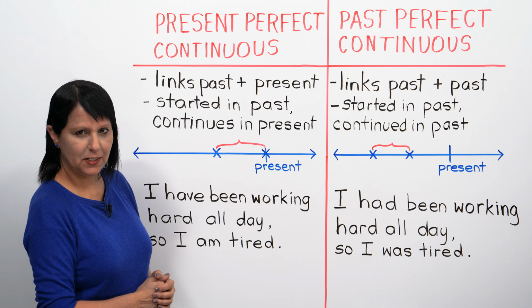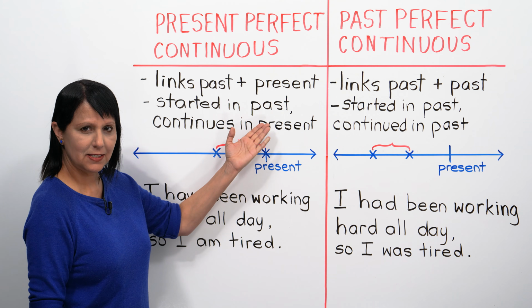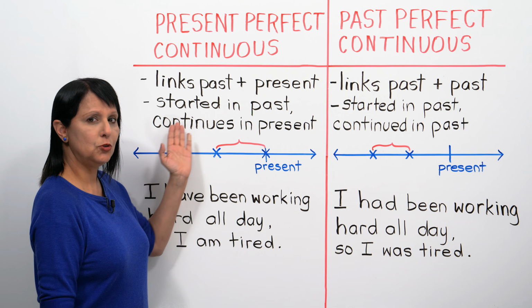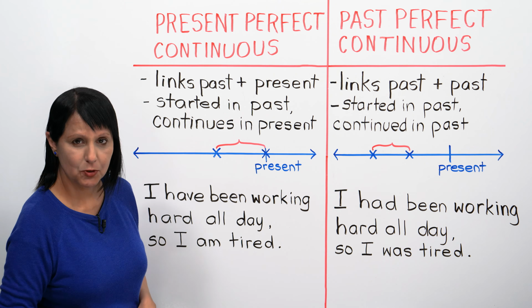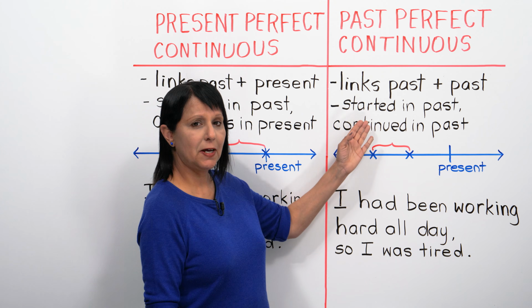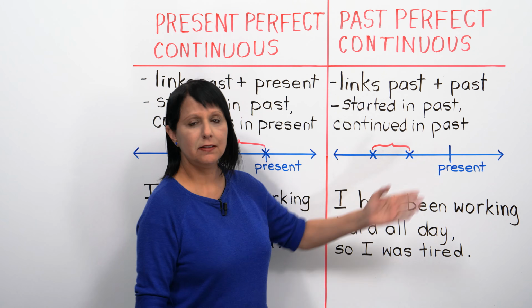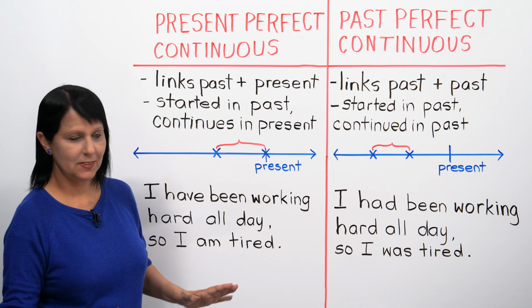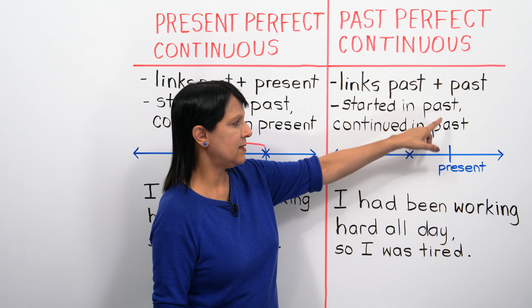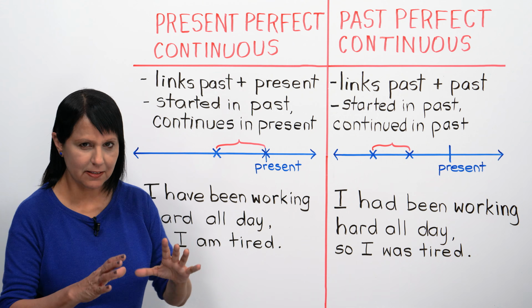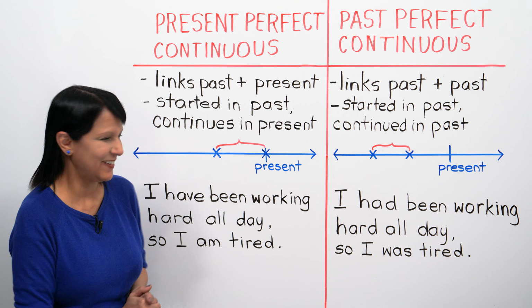The present perfect continuous talks about something that started in the past and it continues in the present. The past perfect continuous talks about something that started in the past and continued in the past. See that? Here we have past and present. Here we have past and past. Let's look at a timeline now and understand exactly what we're talking about here.